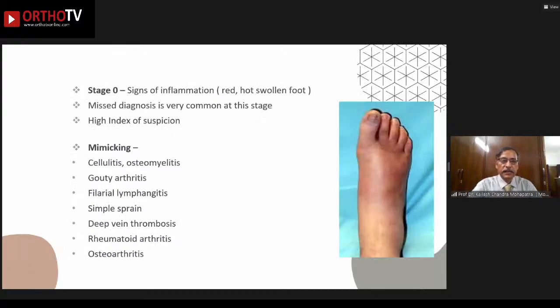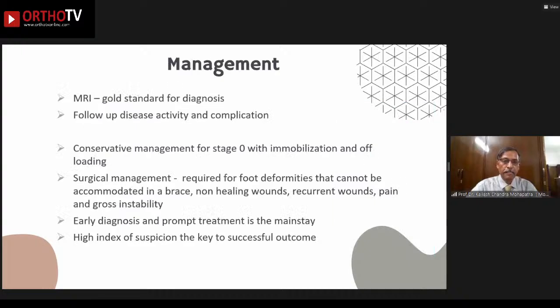In stage zero, there are signs of inflammation like a red, hot, swollen foot. It is at this stage that the diagnosis is mostly missed, and there are some conditions which mimic it. Very common in our part of the world is filaria, and we miss it, thinking it is cellulitis. Sometimes it is also missed as osteomyelitis, or arthritic conditions like gouty arthritis, rheumatoid arthritis, and osteoarthritis.